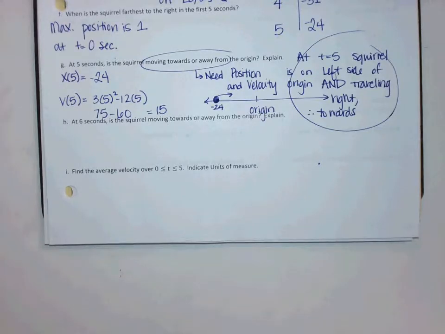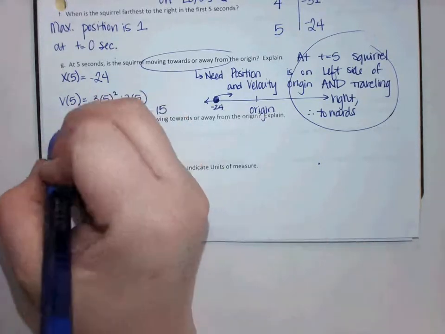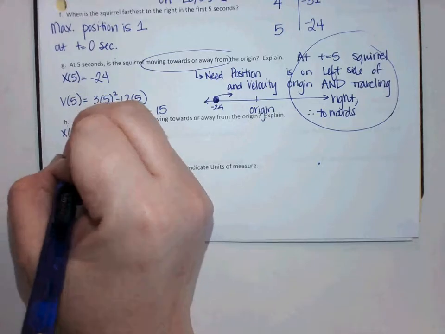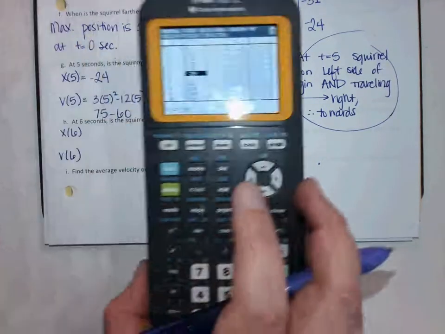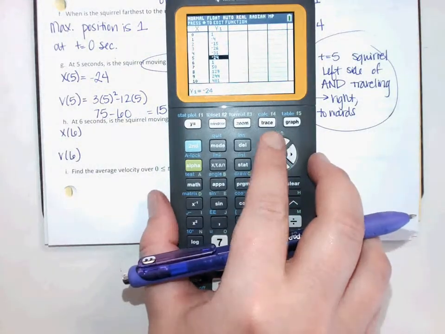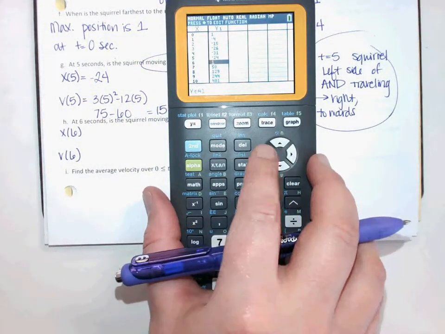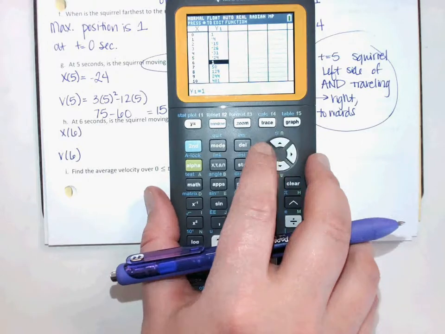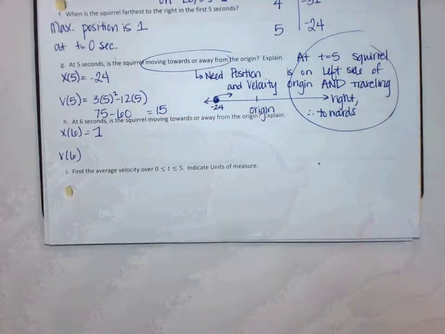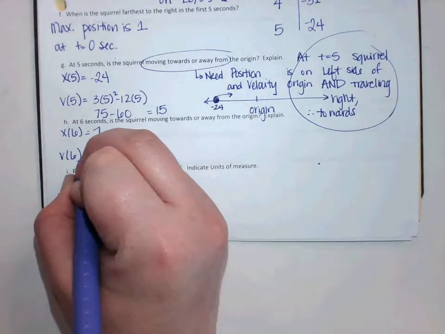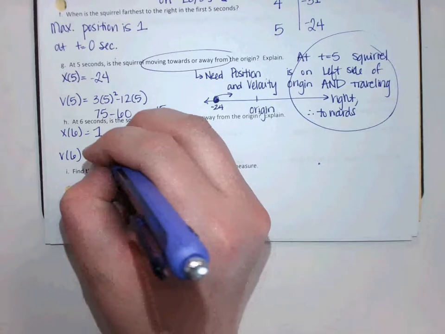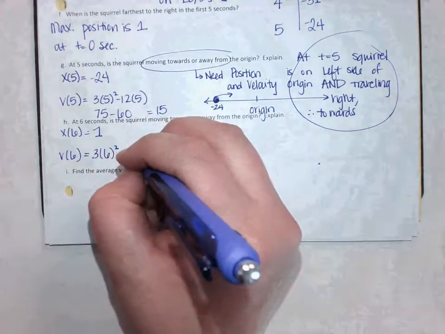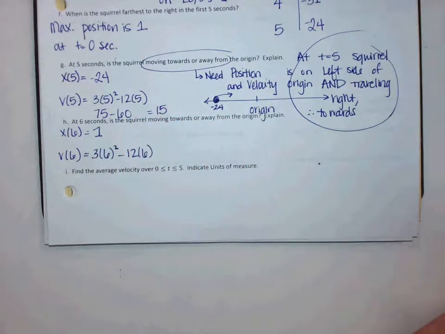What 2 ingredients do we need for towards or away? Position at 6 and velocity at 6. I'll put my chart back up here. Remember, this is the position graph. If I'm at 6, the position is 1. Velocity at 6, I'm plugging into 3t squared minus 12t. So it's 3 times 6 squared minus 12 times 6.